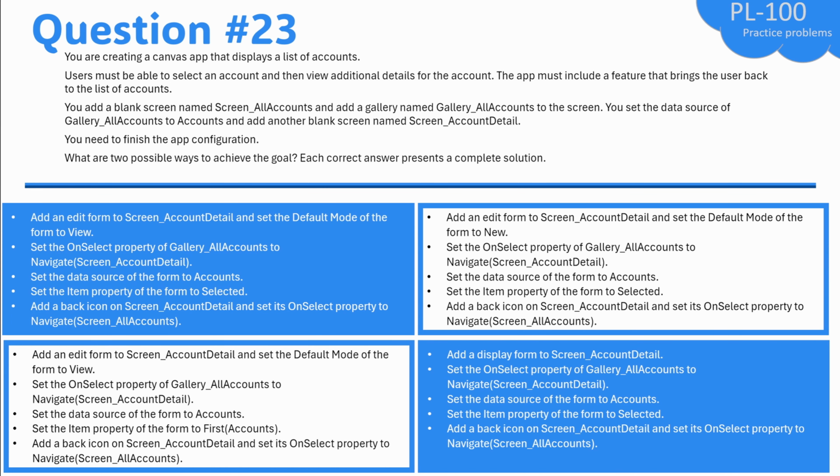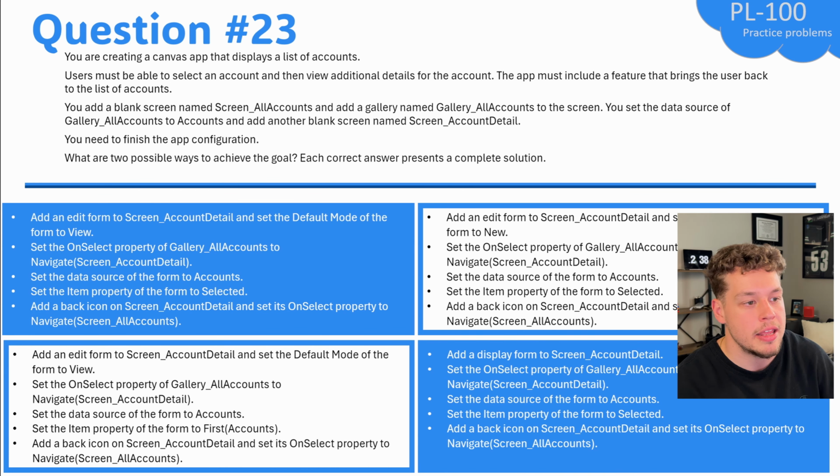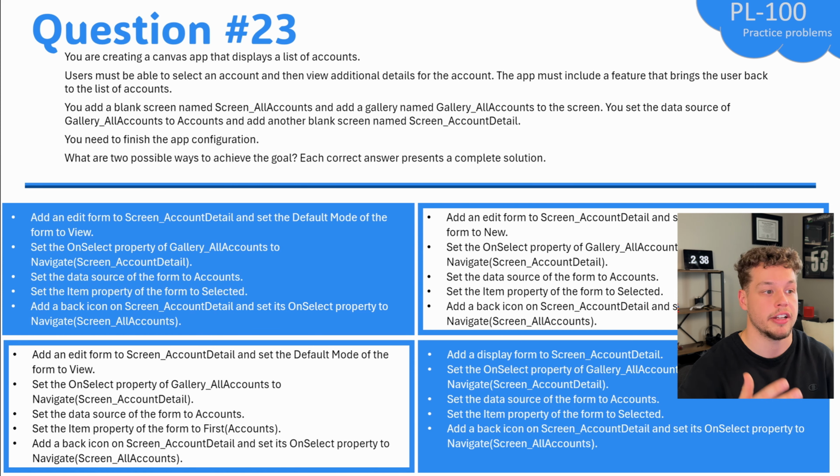Now I know the first bullet point in that is a little bit different, but that is 2 ways to achieve that. So this is going to be A and D. This top left and the bottom right. Definitely a lot going on here, but it's just asking you the different functions and ways to set up galleries and screens in Canvas apps.